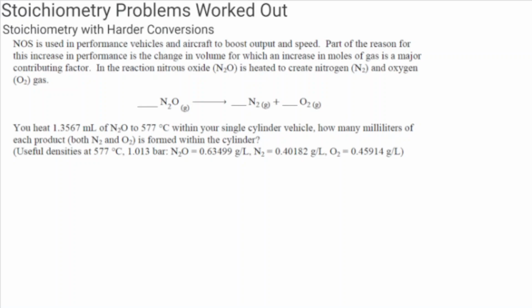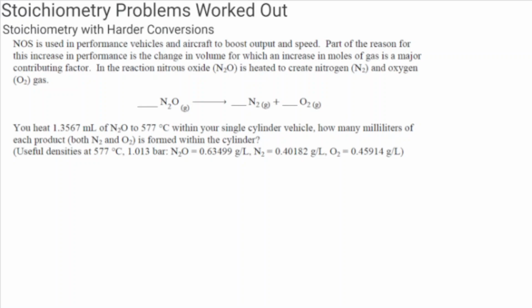NOS is used in performance vehicles and aircraft to boost output and speed. Part of the reason for this increase in performance is the change in volume, for which an increase in moles of gas is a major contributing factor. In the reaction, nitrous oxide, N2O, or NOS, is heated to create nitrogen, N2, and oxygen, O2, gas. Then we're given an equation. And so we want to go ahead and solve for that.